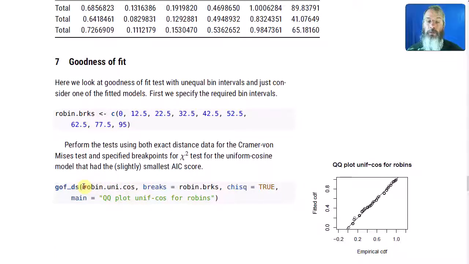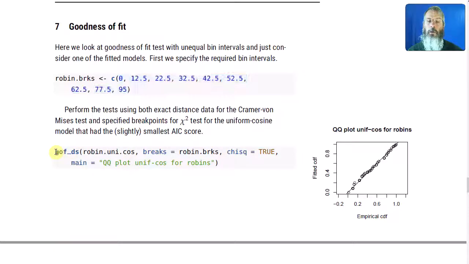Goodness of fit, we're going to do a goodness of fit test on the uniform cosine detection function. Yes, they are exact distance data, but just as a demonstration, I'm going to specify a set of breakpoints that I'll use for the chi-square goodness of fit. And notice I don't make the widths of all of these bins equal in size. The first one's 12.5 meters wide, then 10 meters wide for a number of intervals, now 15 meters wide, and then the last one something like 12.5 meters wide. So when I invoke gof.ds, I can specify the breaks I want to pass along to the chi-square test, as well as the QQ plot. QQ plot gives me no cause for concern.